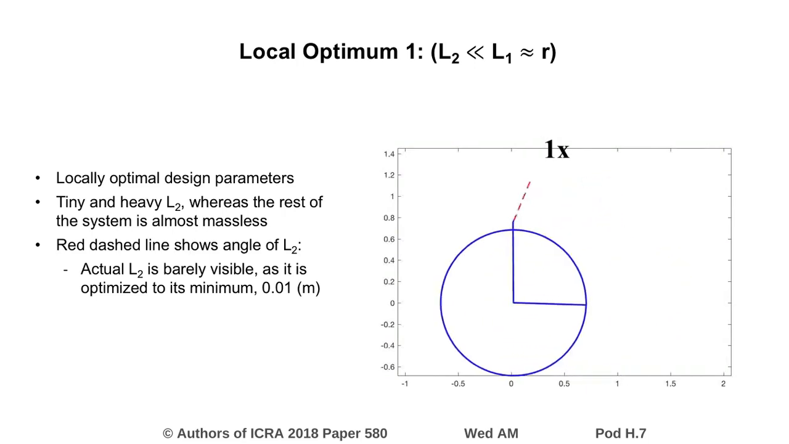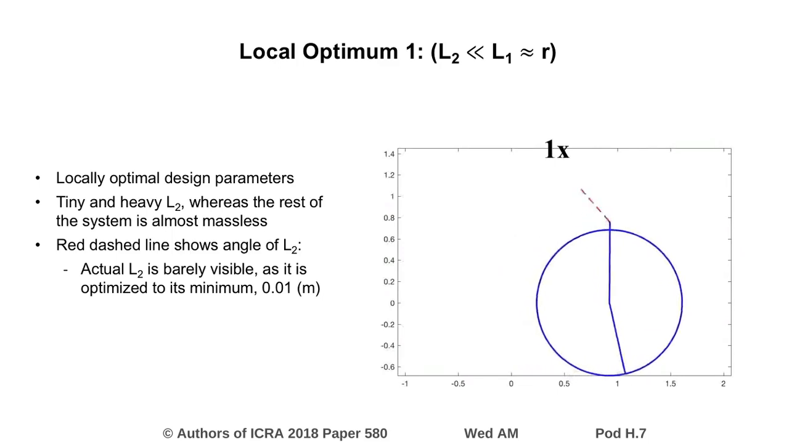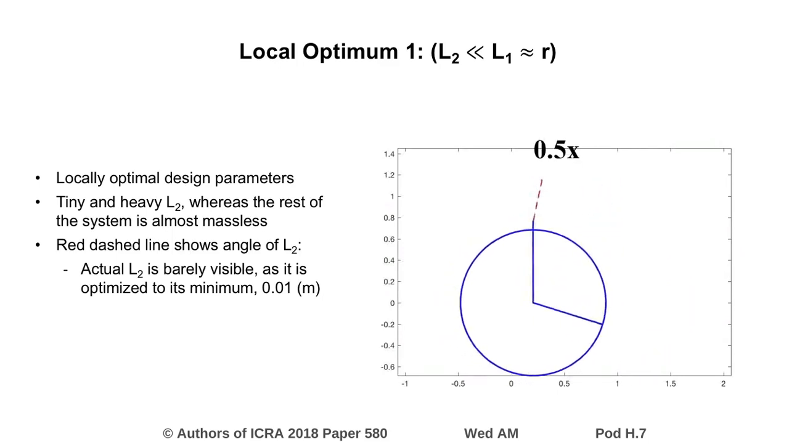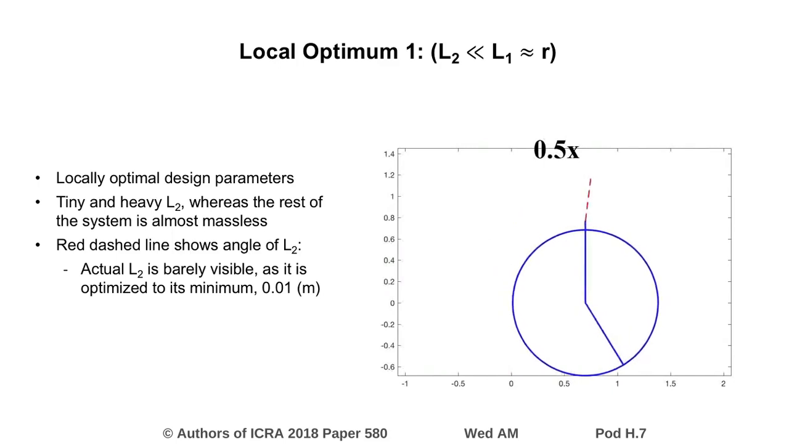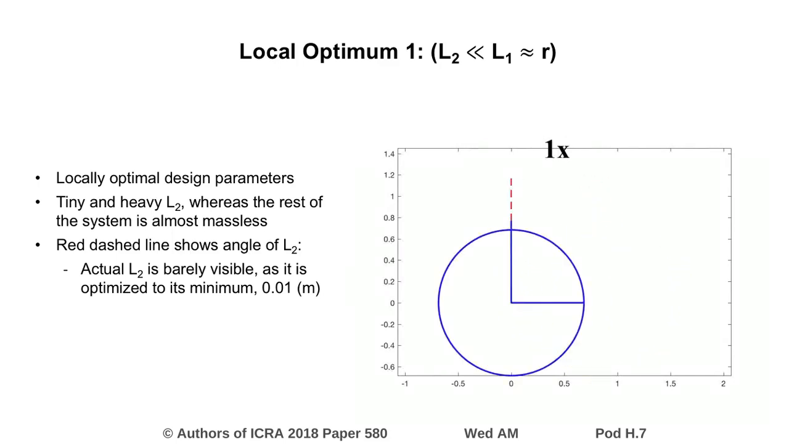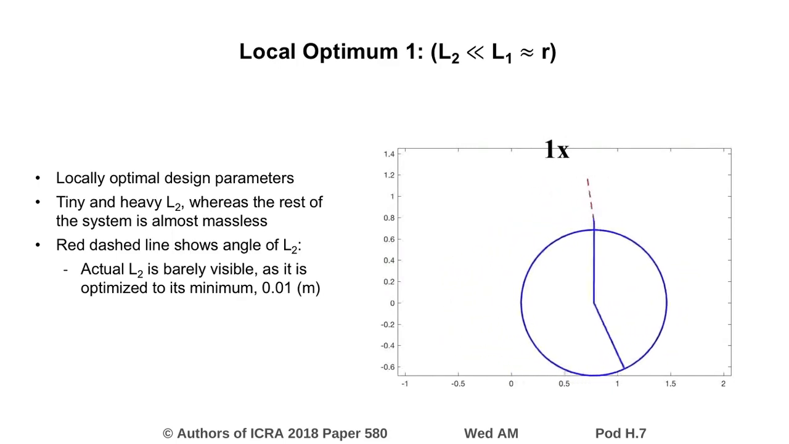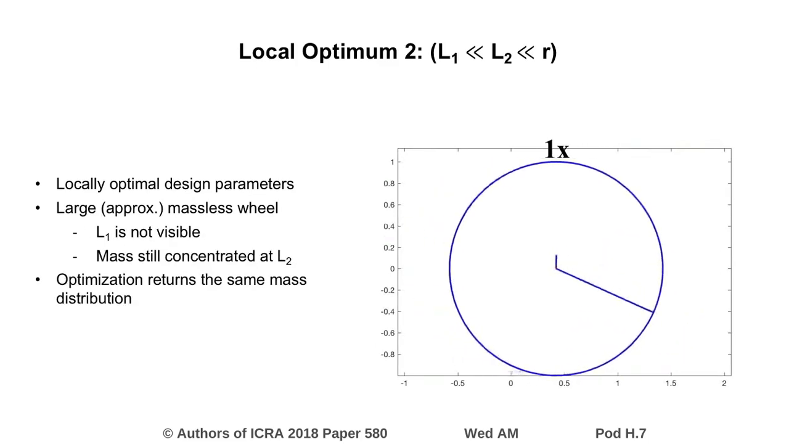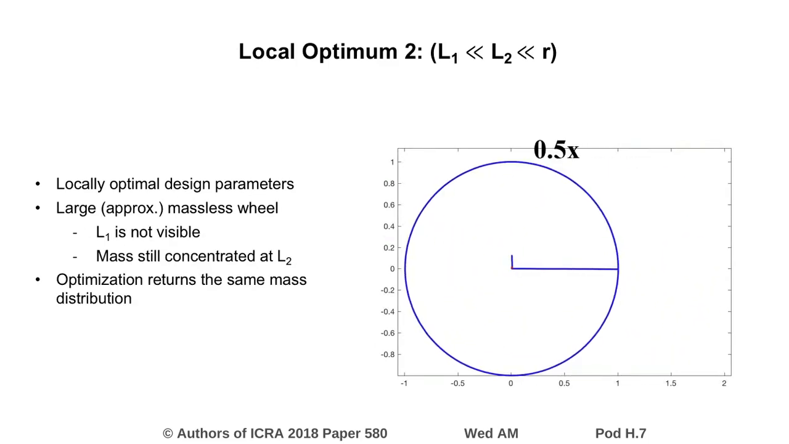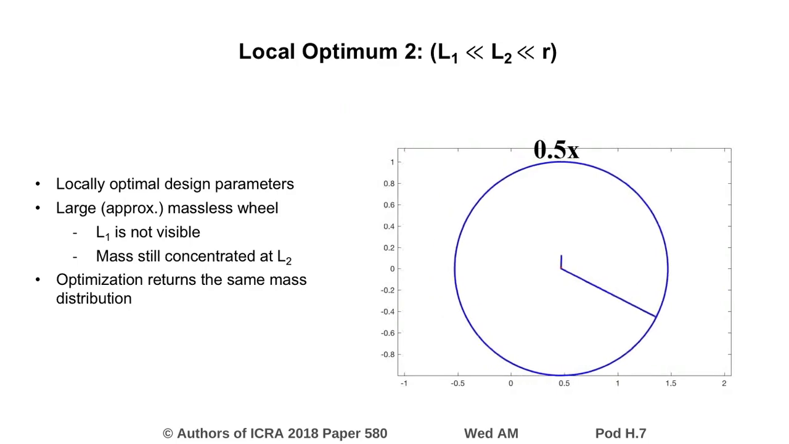The robot is made up of a tiny link 2, with all the mass of the system concentrated at that link. The rest of the system is almost massless. Note the oscillations, and that the system is very close to the upright configuration throughout the trajectory. The second discovered local optimum has a lower cost of transport, but is found less frequently by the framework.